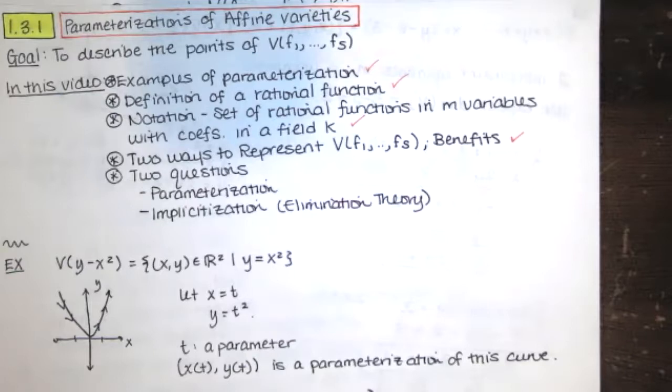So that's the end of this discussion. Next time we'll come back and we'll talk about using geometry to parameterize varieties.